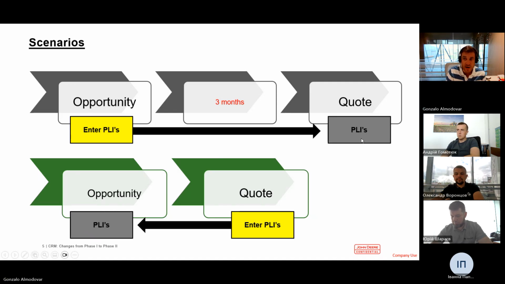So it depends on the scenario. You can add the machines in the opportunity or in the quote. This is updating the next step or the previous step. All right.